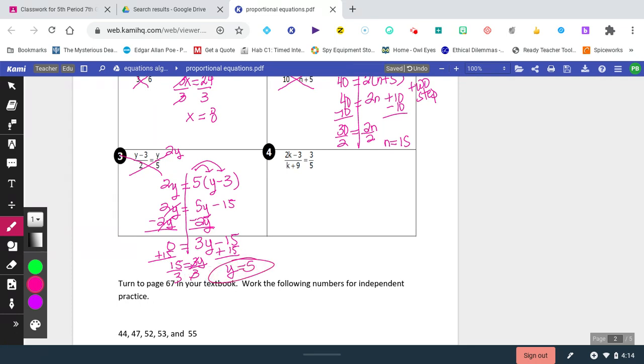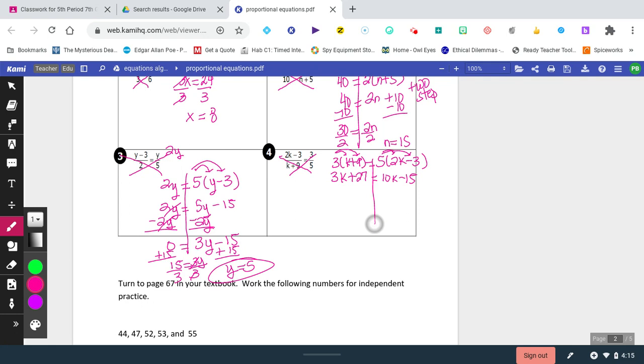Okay? All right, let's look at the last one. And you can pause the video and try it on your own if you want to, okay? That probably would be best. All right, so for this one, it's 3 groups of k plus 9 and 5 groups of 2k minus 3. So I'm going to use the distributive property on both sides. It's going to give me 3k plus 27. Here I'm going to end up with 10k minus 15.